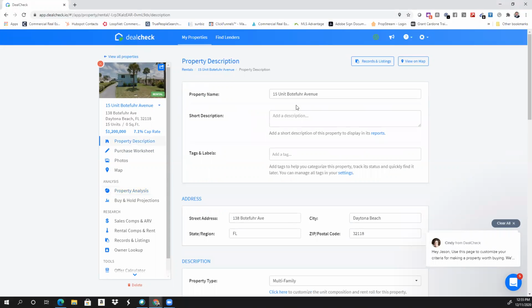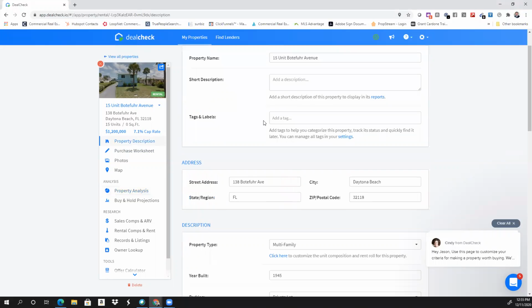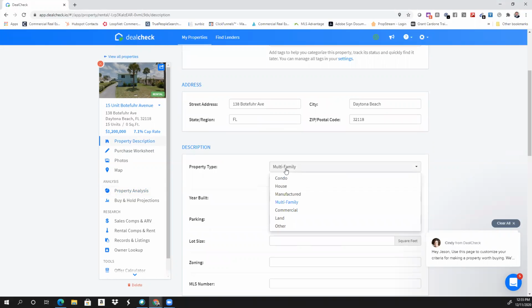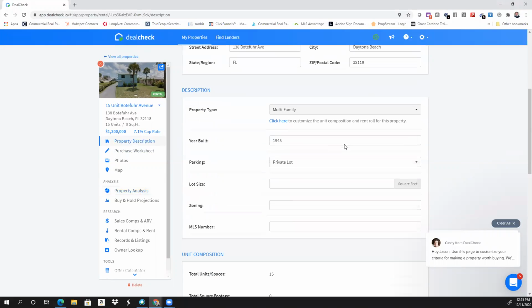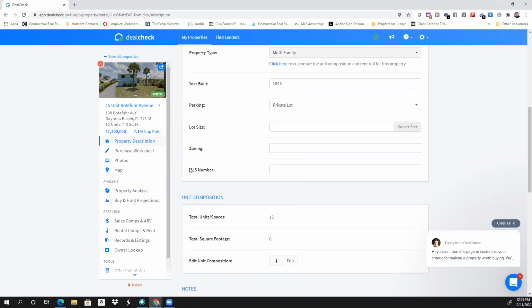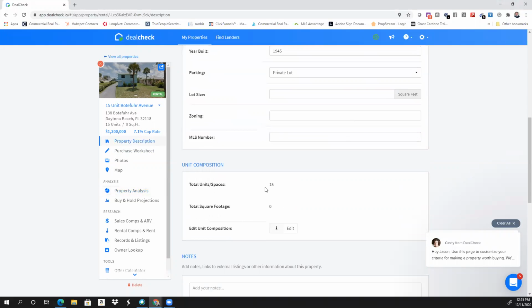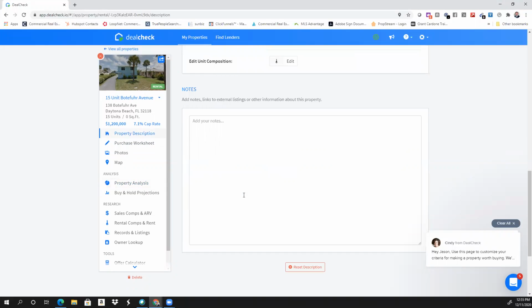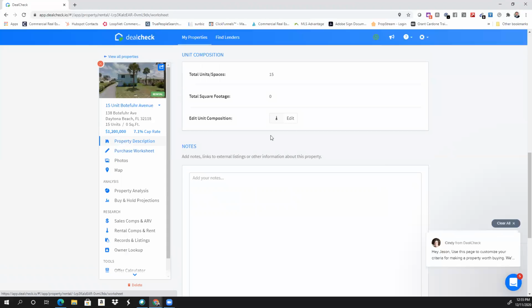But okay, so you're going to go in here, the property description. You're going to label it. What is this? Is this a multifamily, manufactured, commercial? This is a multifamily. Try to put as much information as you can. It does tie in with the MLS. So if this was active, which it actually is, one of my listings, you can pull it through the MLS. How many spaces? Add your little notes. Okay, and then we're going to go to the purchase worksheet.